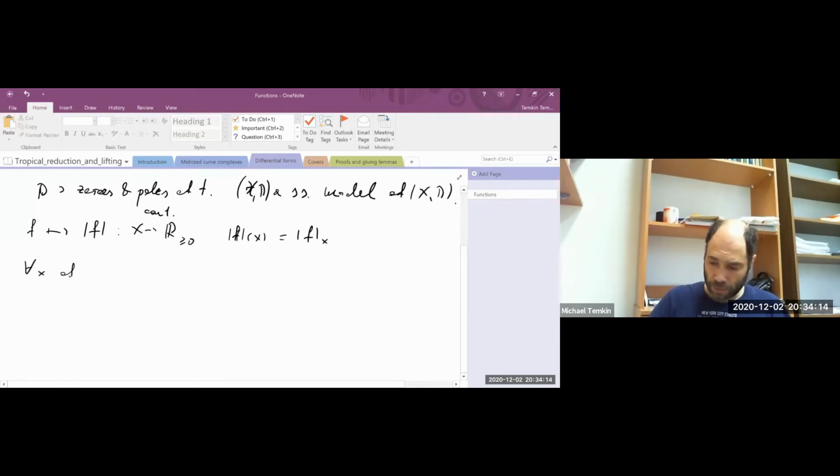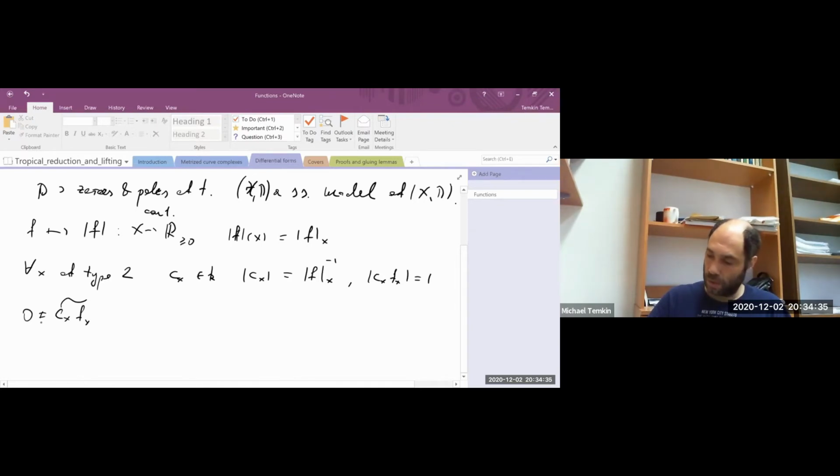Okay, now also for any point x of type 2, we can do the following. We can pick an element c of K such that its absolute value is the absolute value of f at x inverse, and then the absolute value of c f at x is 1. We can consider the reduction of this guy. It's not 0 because of this condition, and we denote it f tilde at x. So it lies in H x tilde. So it's just a meromorphic function on the associated curve. Yeah, it is a meromorphic function on C x. Good.